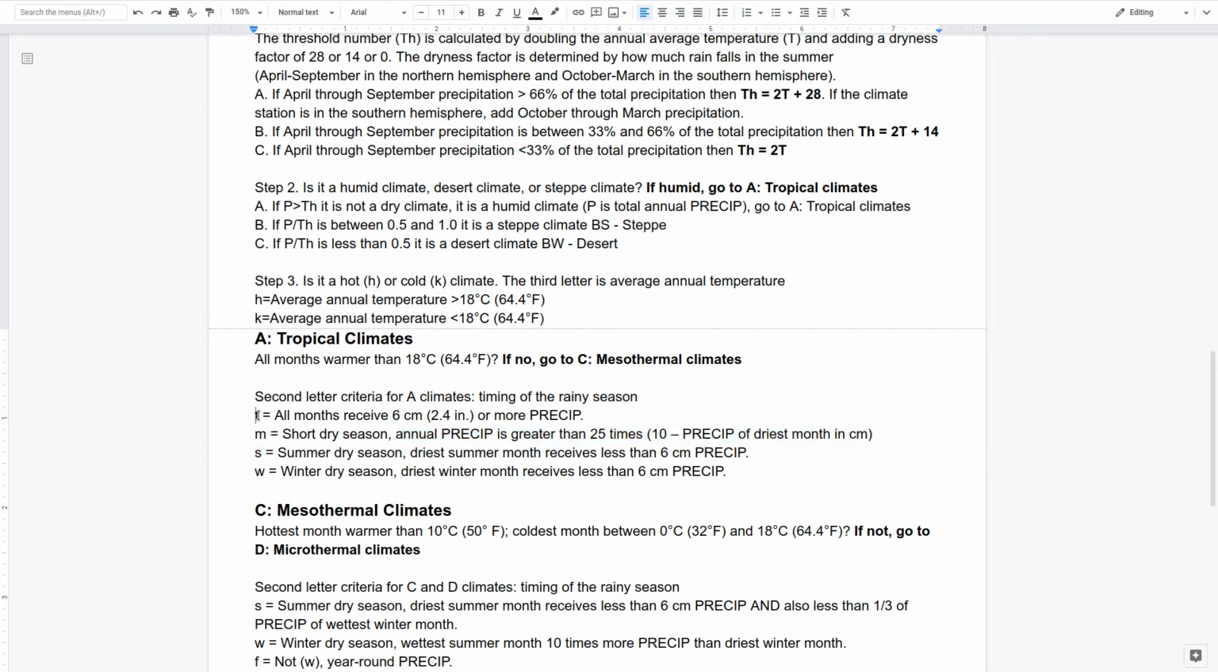So again, F is rainforest, M, monsoon, S, summer dry, W, winter dry. So if it's an AS, you just check, does the driest month get less than 6 centimeters precip?